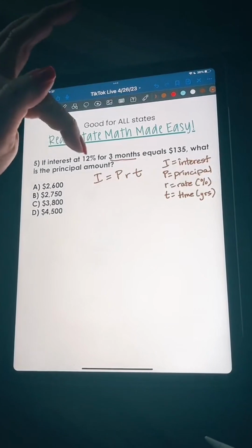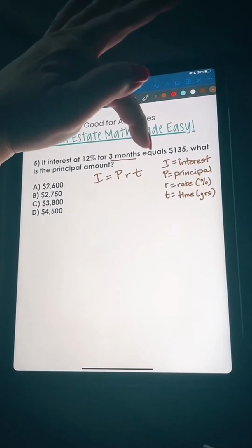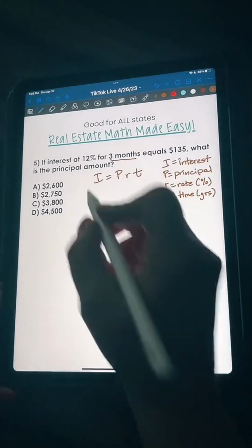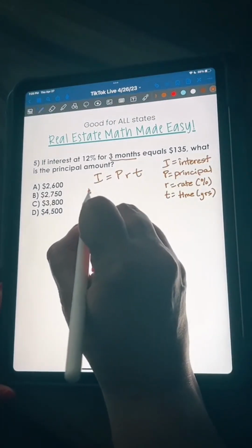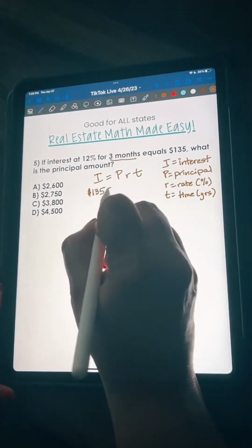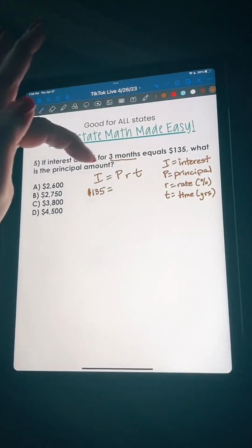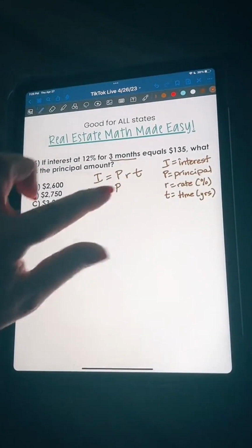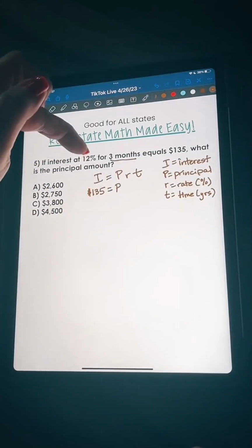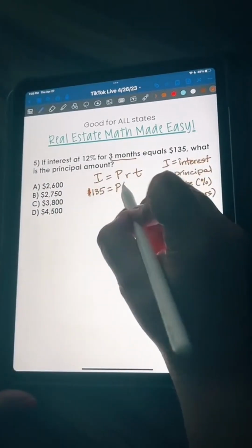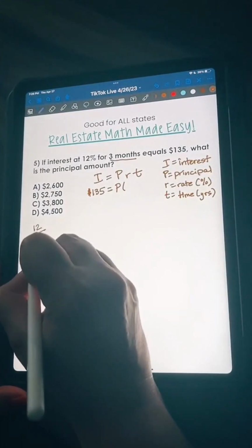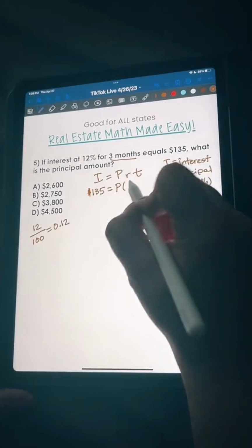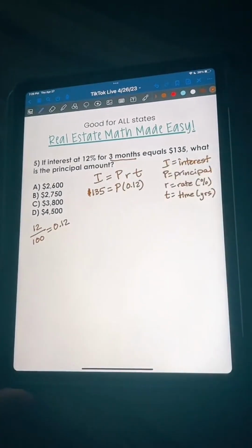All right. So we have interest for 3 months, and it equals $135. So my interest is equal to $135, and I'm going to put it here under I. And it's asking what's the principal amount. We don't know that, so we're going to leave P by itself. R is the percent, 12%. So I'm going to change that to a decimal. Remember, 12 over 100 is going to equal 0.12. So I'm going to write 0.12 here.